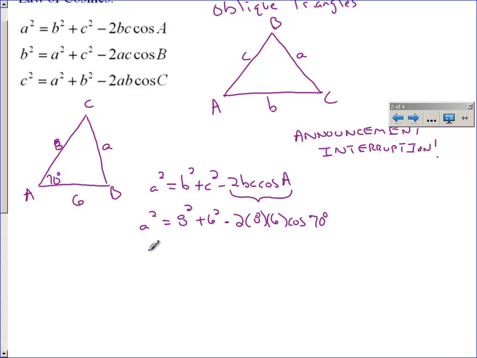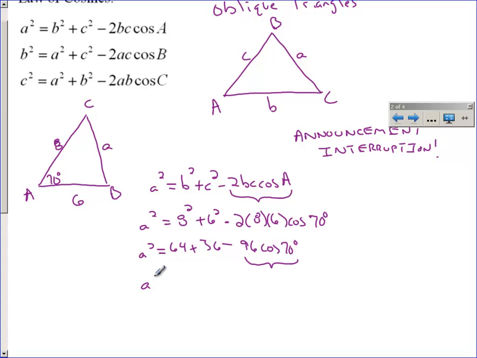Let's go through here and answer some things. 8 squared, of course, is 64. 6 squared is 36. 2 times 8 is 16. 16 times 6 is 96, times the cosine of 70 degrees. And again, please, you have to keep these together. You cannot subtract the 96 from the 36. Some of you will do this in class, and I'll refer to the video and say, remember, you can't do that. You have to multiply before you subtract.